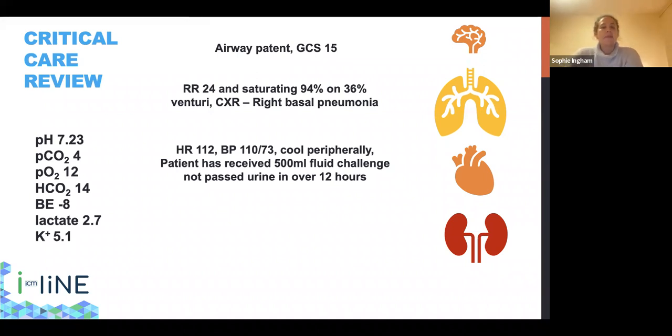You get a gas, and that's the gas result there. She's got a pH of 7.23, a PCO2 of 4, a bicarb, that should say bicarb, of 14, base excess of -8, and a lactate of 2.7. Just looking at that gas, if you want to type in the box, what does that gas show?